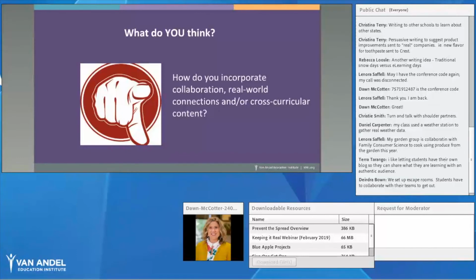Excellent. Great examples here. Yes, a weather station collecting real weather data. What a great way to teach patterns and trends and possibly get to some forecasting. Let's see, Lenora, garden group, excellent. So you're collaborating outside of the classroom, cooking and using produce from the garden, fantastic. Tara, using blogs, excellent idea. Oh, escape room, students have to collaborate with their teams to get out. That's a great way to collaborate, and absolutely those problem solving and critical thinking skills, it's fantastic, thank you.